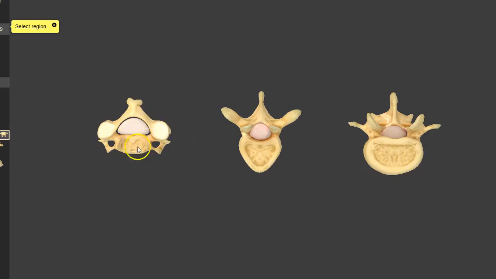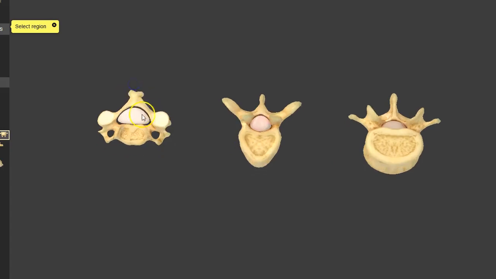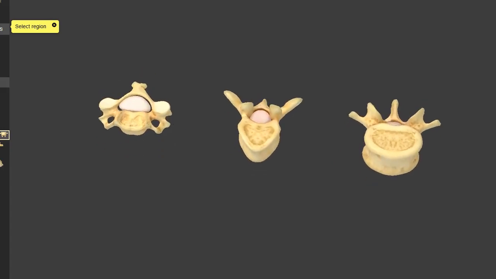Number one, you're looking at the body. The body of the cervical here is going to be smaller. Of course, we have the heart-shaped body for the thoracic, and then we have the large body for our lumbar. Next, we can see our spinous processes. Let's go ahead and get a different view of this. Let me go ahead and select a different one.